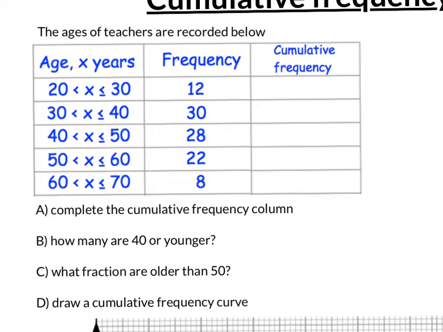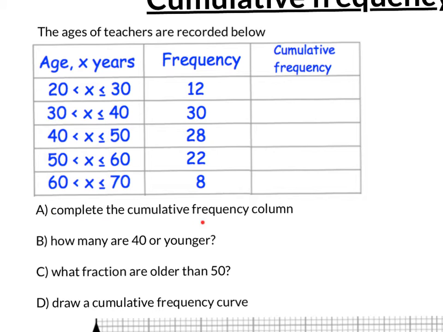To get to grips with the question, first of all, try to understand what the numbers mean. So if I look at that number 28 there, I should know what the 28 means. 28 means that there are 28 teachers who are in this group here, this interval, between 40 and 50. So there are 28 teachers who are aged between 40 and 50 years old. They have to be more than 40, but less than or equal to 50.